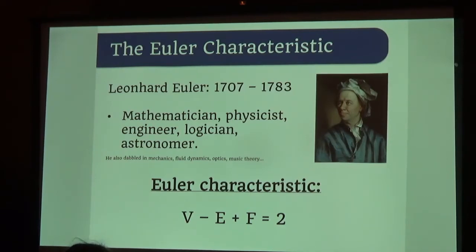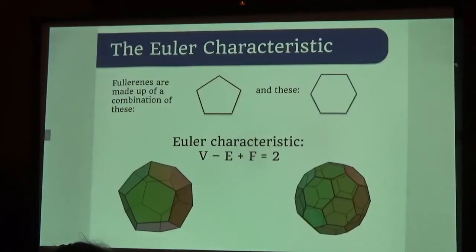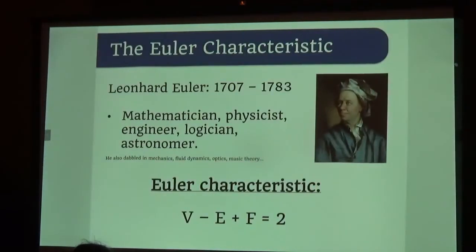A more astute observer might say that that could stand for vertices, edges, and faces. Why should that be some kind of relevant formula? Well, let's look at what a fullerene actually is. The Euler characteristic is something which tells us about three-dimensional polyhedra. And a three-dimensional polyhedron is, again, just a three-dimensional shape with flat faces.